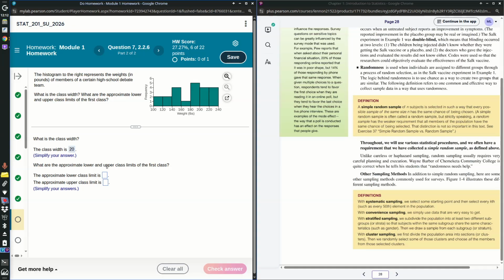Okay, what's the approximate lower and upper class limits of the first class? Let's make sure. If this whole thing is the first class, it would be 100 to 240. But if we're just looking at the first bar, it would be 100 to 120. So that's just what I'm trying to see. Represent the weights. What is the class width? What is the lower and upper class limits of the first class? Let's say it's 100 to 120 and see if that's what they want.